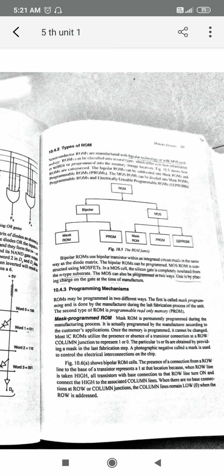And the other type of memory is the RAM, random access memory. It is majorly classified into two types: the static random access memory and the dynamic random access memory. Let's discuss one by one in detail.